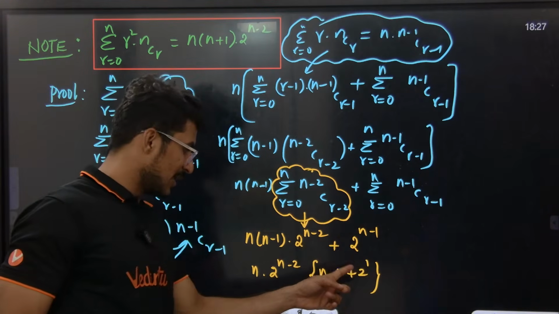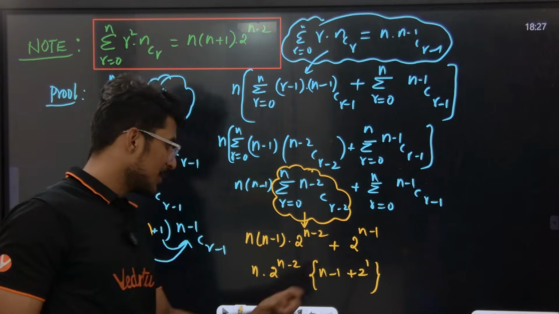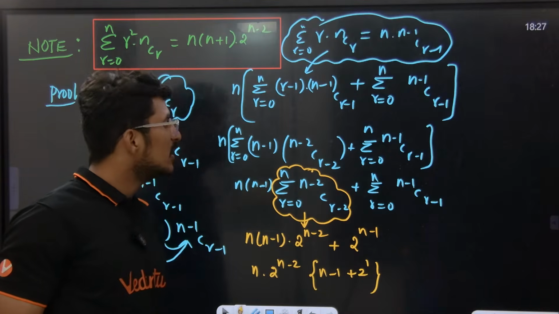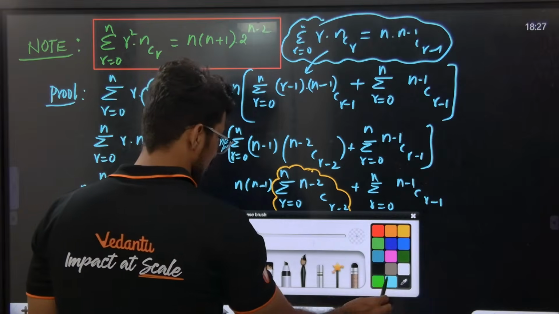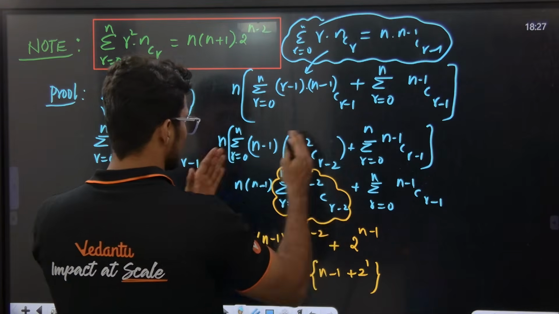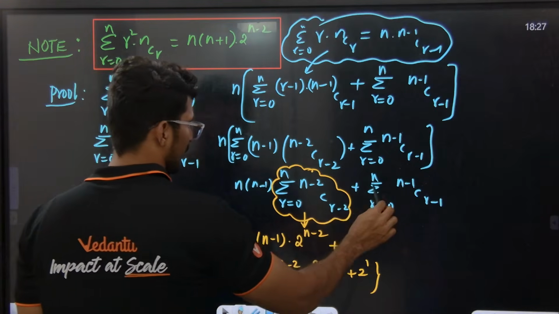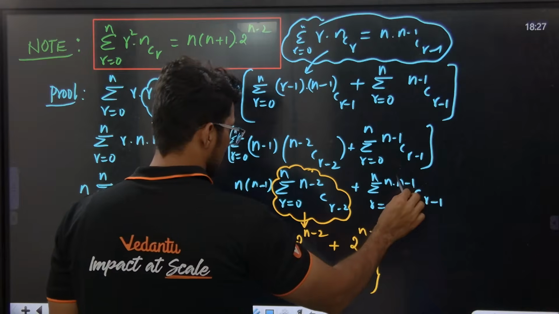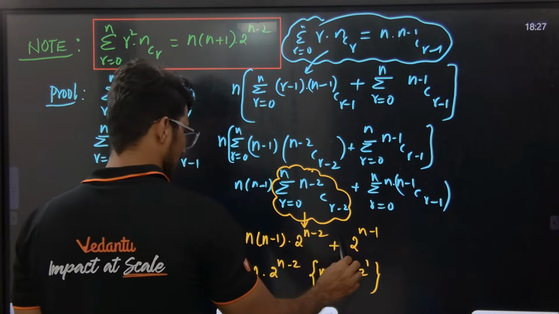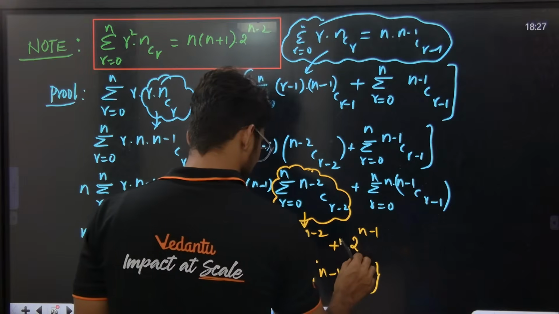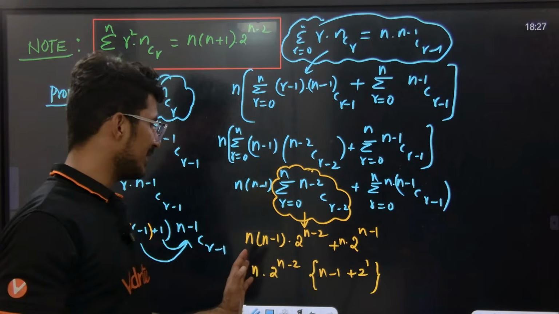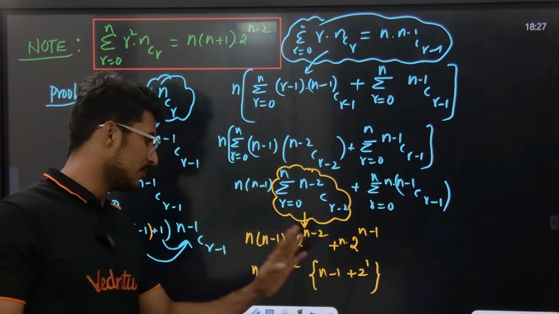You will be getting what basically? We have n outside, right? We have n outside. n is going to be for this as well, right? n into this. So here n will be definitely there. n into this. So n into 2 power of n minus 2 common, we will be getting this.